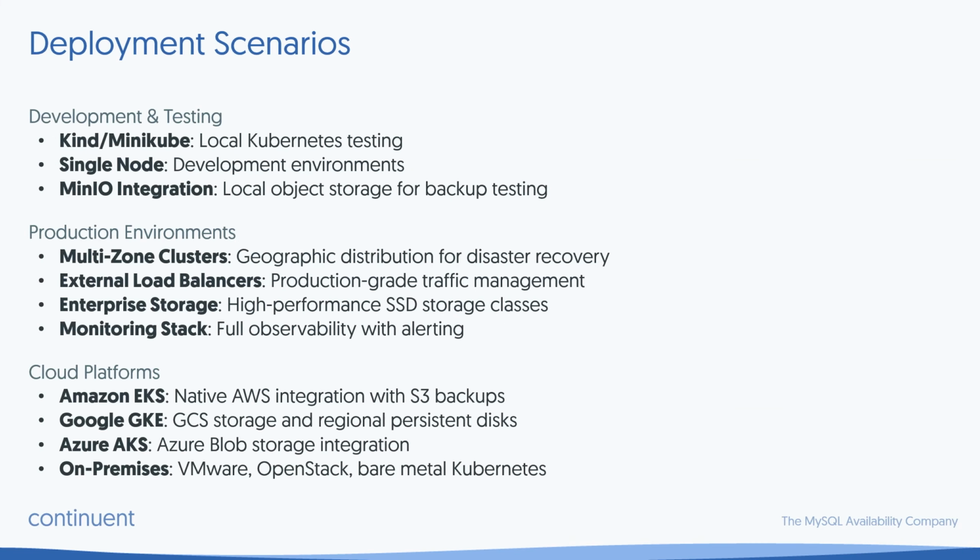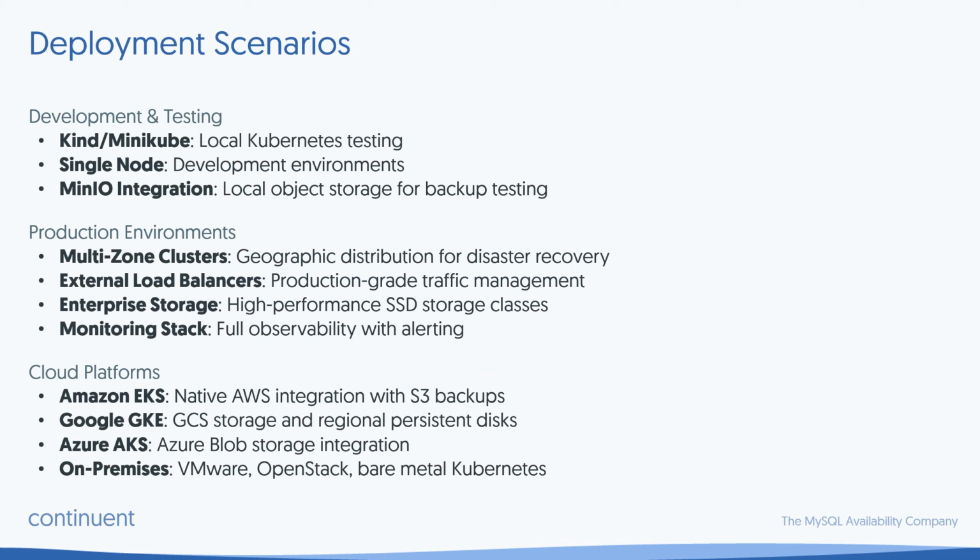Tungsten Operator is designed to run in a wide range of environments, from development to full-scale production and across different cloud platforms. For development and testing, it works seamlessly with lightweight Kubernetes distributions like Kind or Minikube. You can even run it on a single node for simple dev setups. MinIO integration also allows developers to test backup workflows locally without relying on cloud services. In production environments, the operator supports multi-zone clusters to provide geographic redundancy and disaster recovery. It can work with external load balancers for production-grade traffic management and integrates with enterprise storage classes such as high-performance SSDs. A full monitoring stack with alerting ensures observability and reliability.